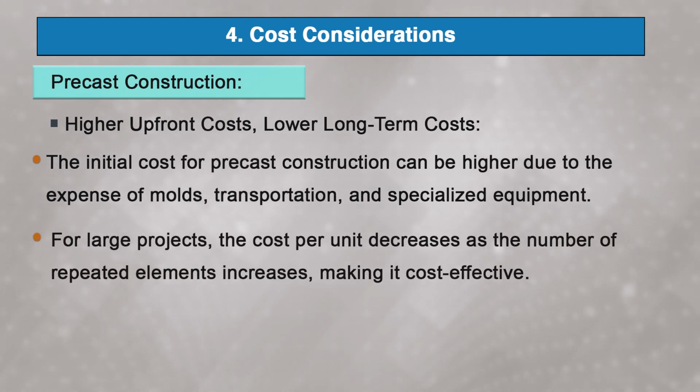If we take the economy of scale, for a large project, the cost per unit decreases as the number of repeated elements increases, making it cost effective. For example, in a large housing development, the cost of producing thousands of identical precast panels is significantly lower than casting them individually on site.